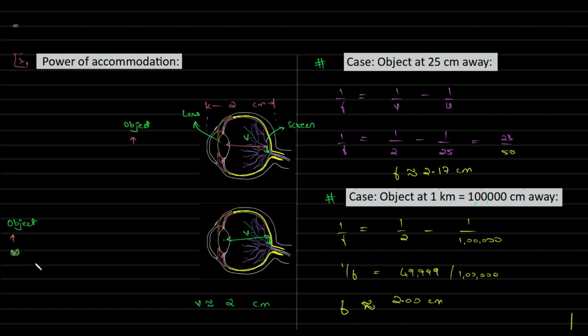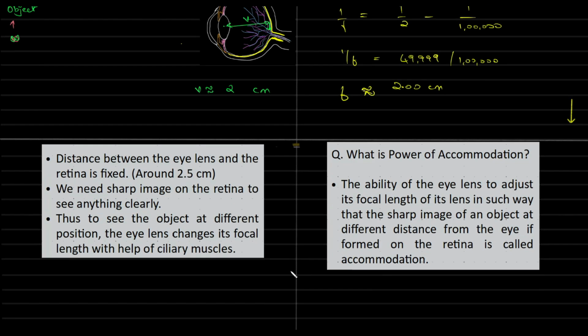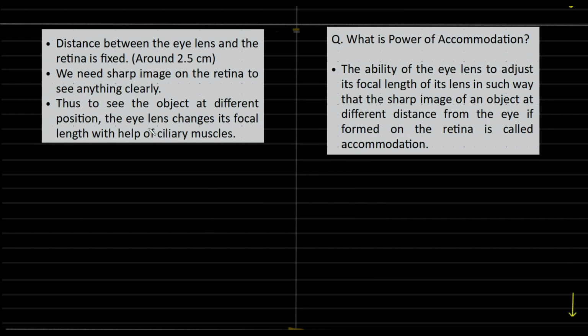Light from faraway stars is quite far, and we are able to see that. How is that possible? Because of the flexibility in our eye lens, to be frank. So the power of accommodation is nothing but that itself. The distance between the eye lens and the retina is fixed.